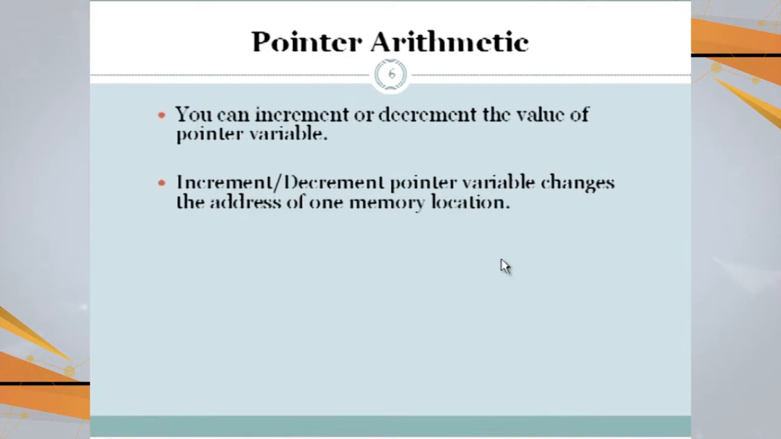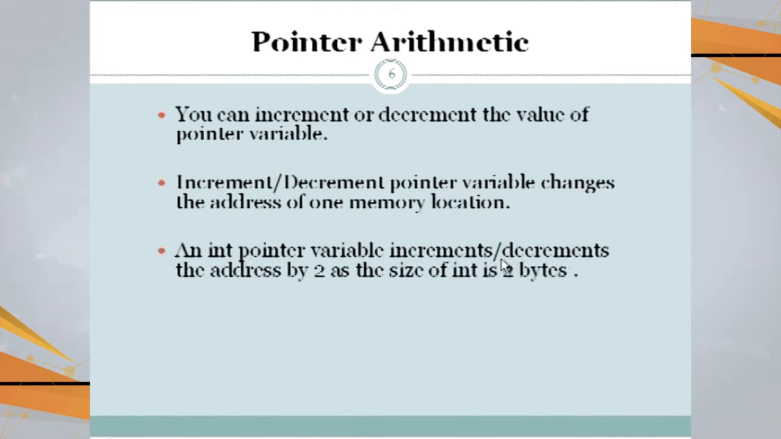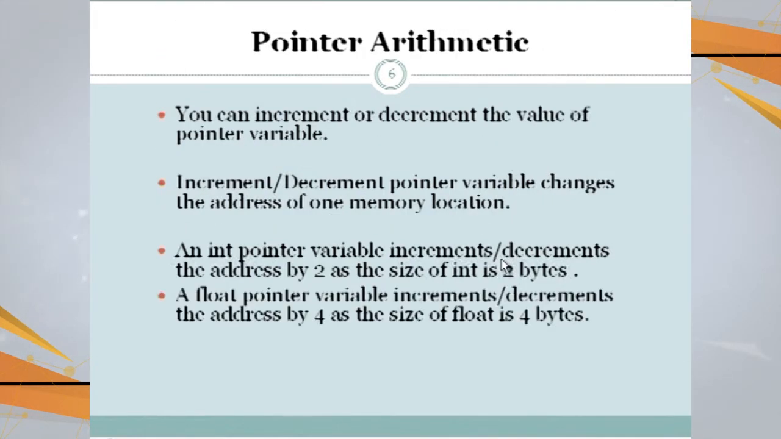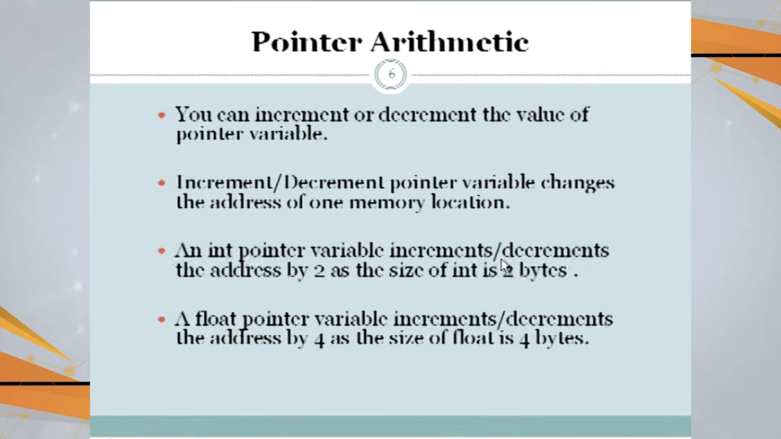You can increment or decrement the value of pointer variable. Incrementing or decrementing a pointer variable changes the address by one memory location. An int pointer variable increments or decrements the address by 2, as the size of int is 2 bytes. A float pointer variable increments or decrements the address by 4 memory spaces, as the size of float is 4 bytes. Let's study this concept through an example.